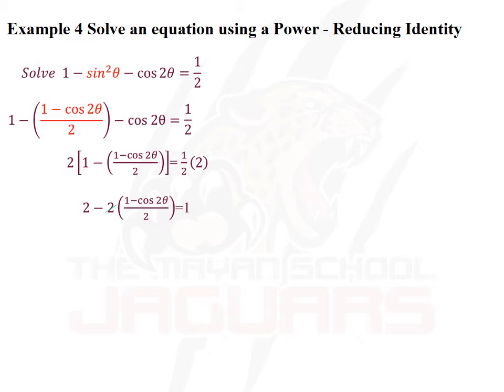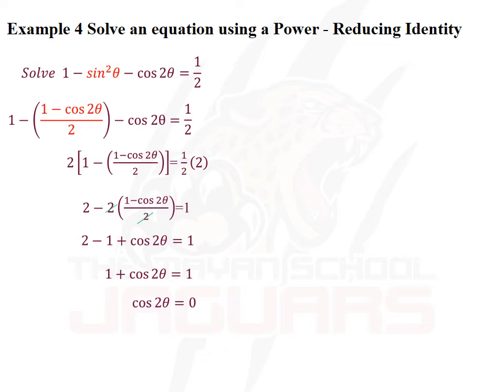Then I notice that I can cancel these 2's over here. And the expression becomes 2 minus, and I use the distributive property with the sign in front of the parentheses. Negative times positive 1 is negative 1, and negative 1 times negative cosine of 2 theta becomes cosine of 2 theta equals 1. 2 minus 1 is 1 on the left side, plus cosine of 2 theta equals 1. And leaving alone the cosine of 2 theta, it will be cosine of 2 theta equals 0. 1 minus 1 is 0.